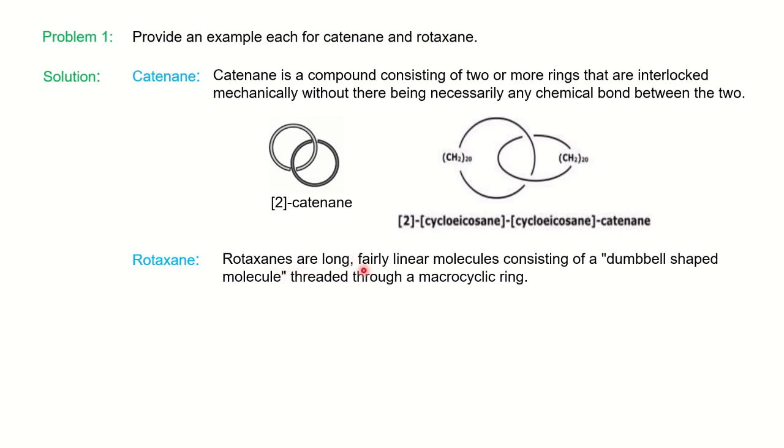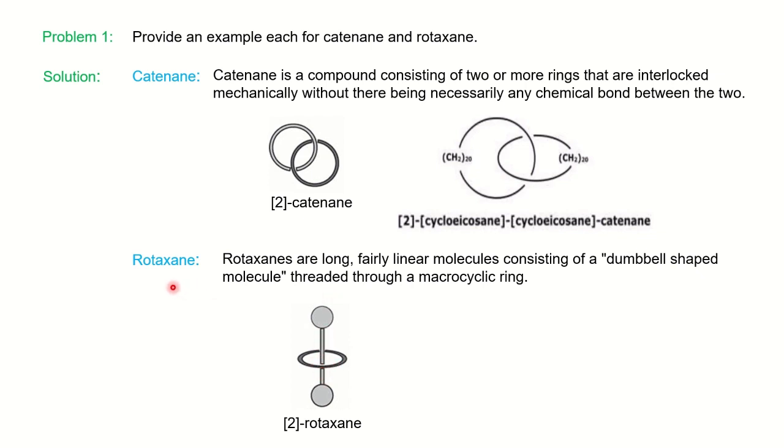Rotaxanes are long, fairly linear molecules consisting of a dumbbell shaped molecule threaded through a macrocyclic ring. As you can see from the definition, there is a macrocyclic ring and a linear molecular chain, which looks like a dumbbell molecule. We will see the general example. As you can see, this bar looks like a dumbbell. At the end you can see the bulkiness here, and it has a ring also.